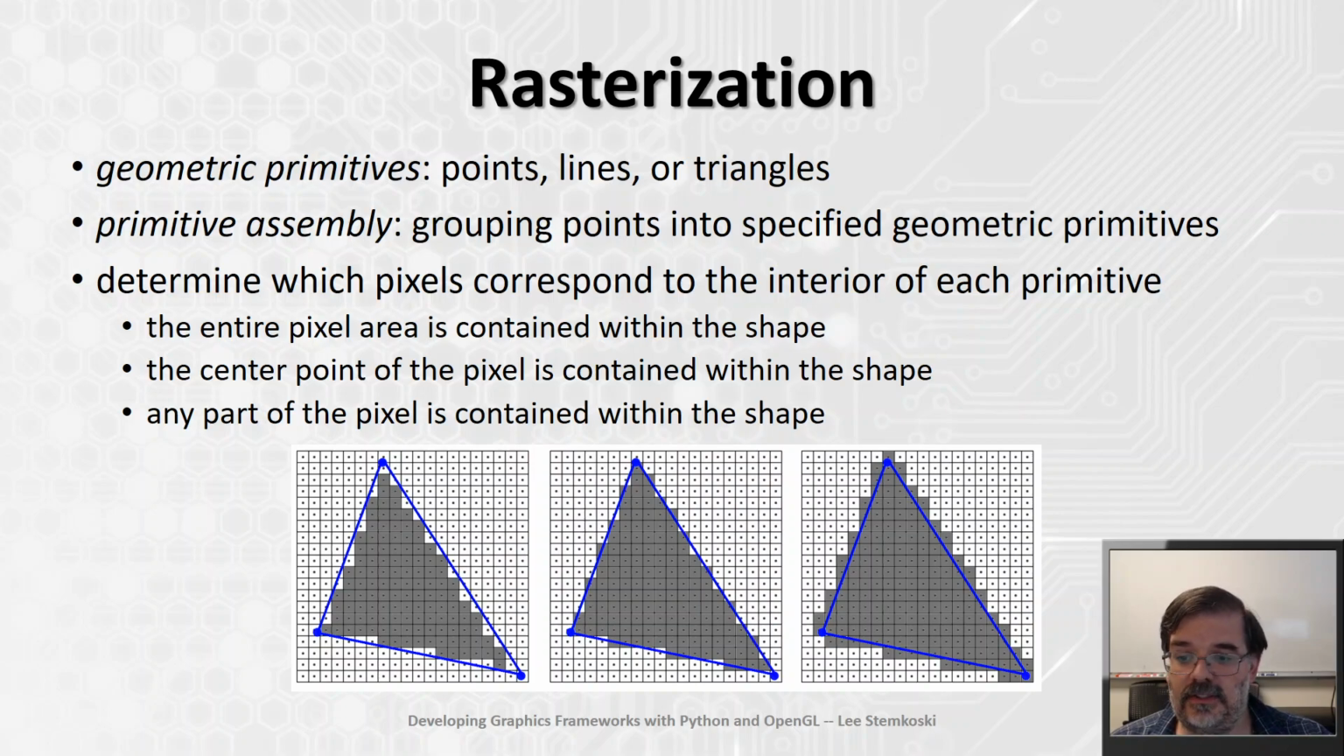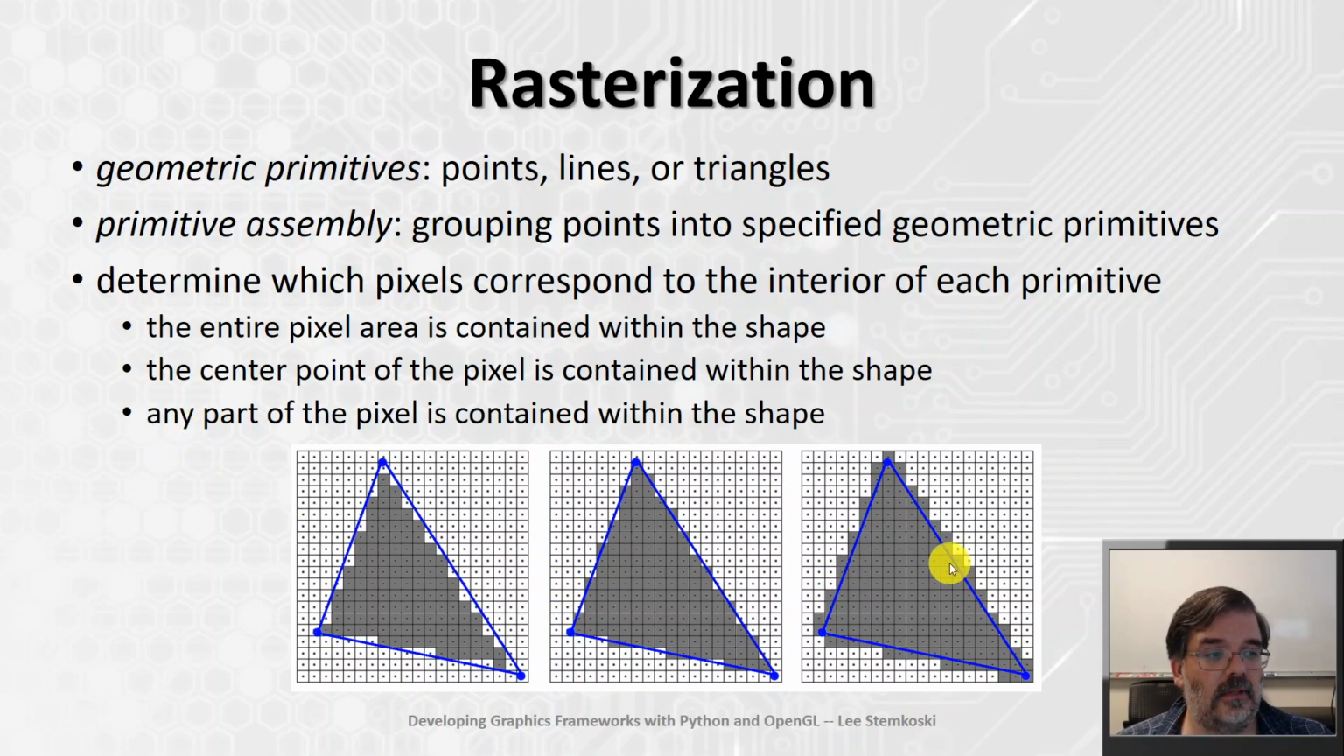And after grouping the sets of points, the next step is to determine which pixels correspond to the interior of each geometric primitive shape. Since pixels are discrete units, they can really only approximate the continuous nature of a geometric shape. And some criterion has to be used to clarify which pixels count as being in the interior. So here are 3 possible criteria you could use. For example, the entire pixel is contained within the shape.